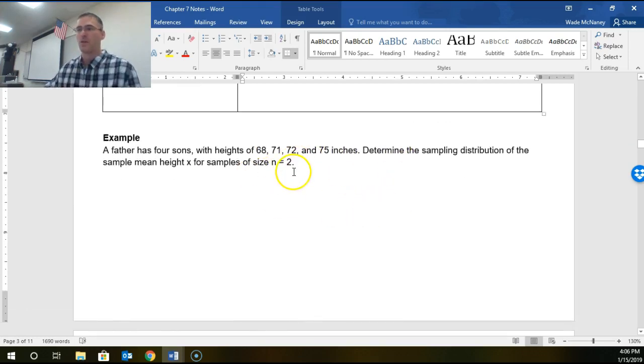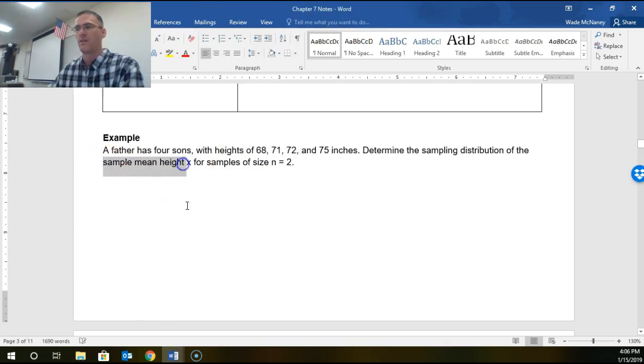So, for example, here. A father has 4 sons of height 68, 71, 72, 75. Determine the sampling distribution of the sample mean height for samples of size 2. So what's going to happen? You're going to take every single possible group of 2 out of this father's sons. He has 4 of them. Every single group of 2, and you're going to find the mean height.